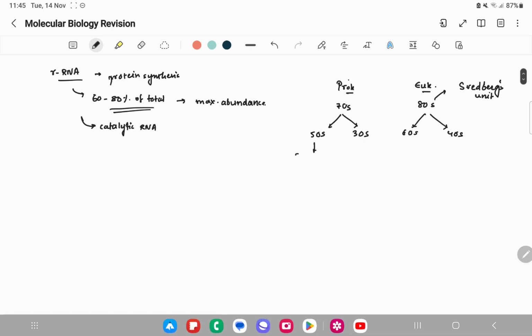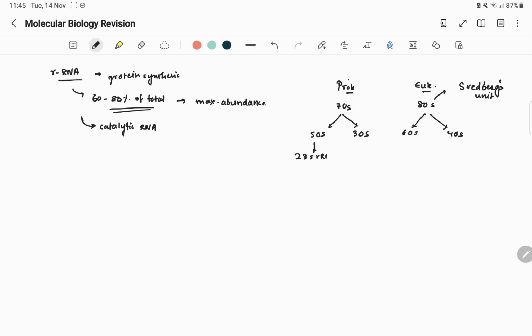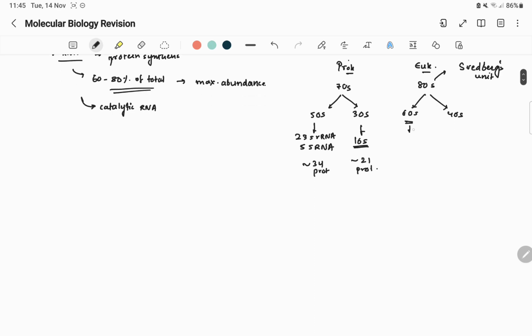This 50S also has 23S rRNA and 5S rRNA, and this 30S has 16S rRNA. This has about 34 proteins and this is about 21 proteins. And the 60S has 28S rRNA, 5.8S rRNA, and 5S rRNA.